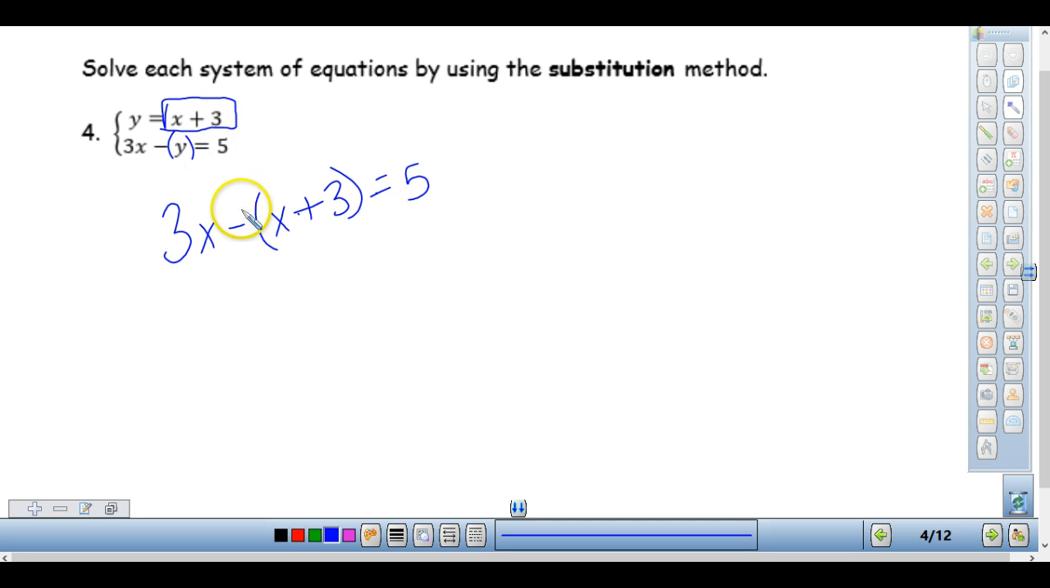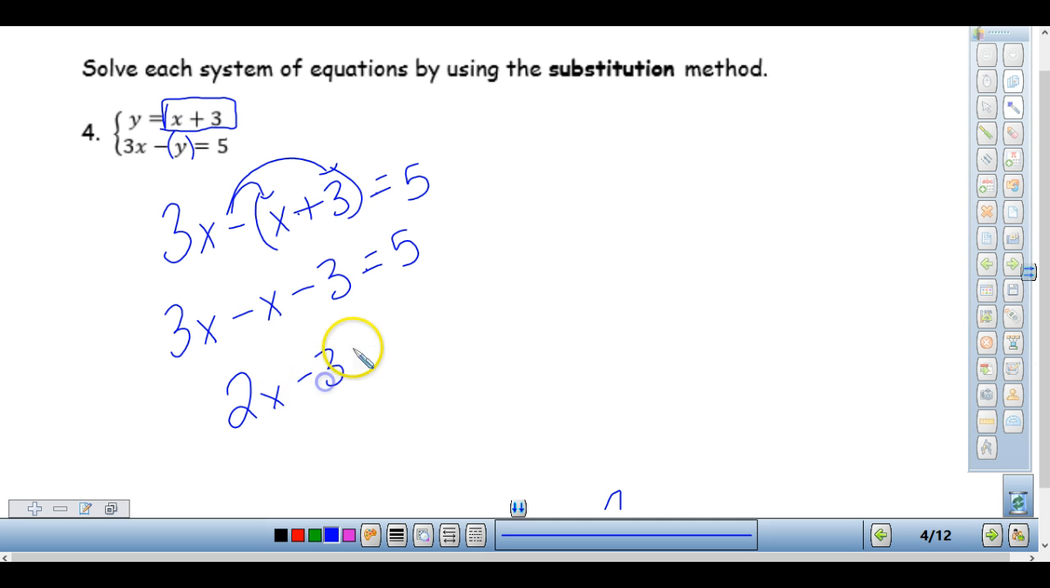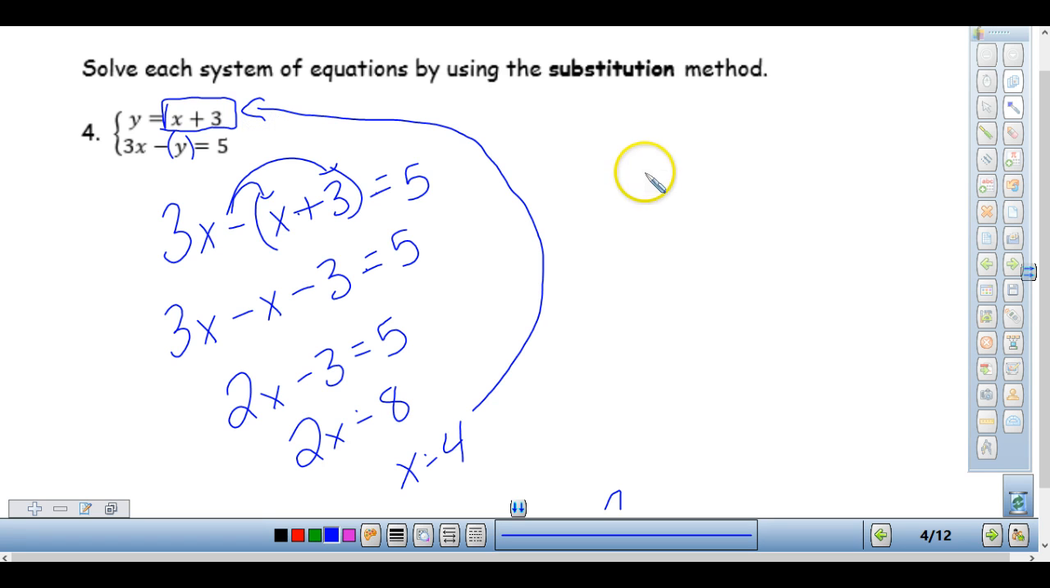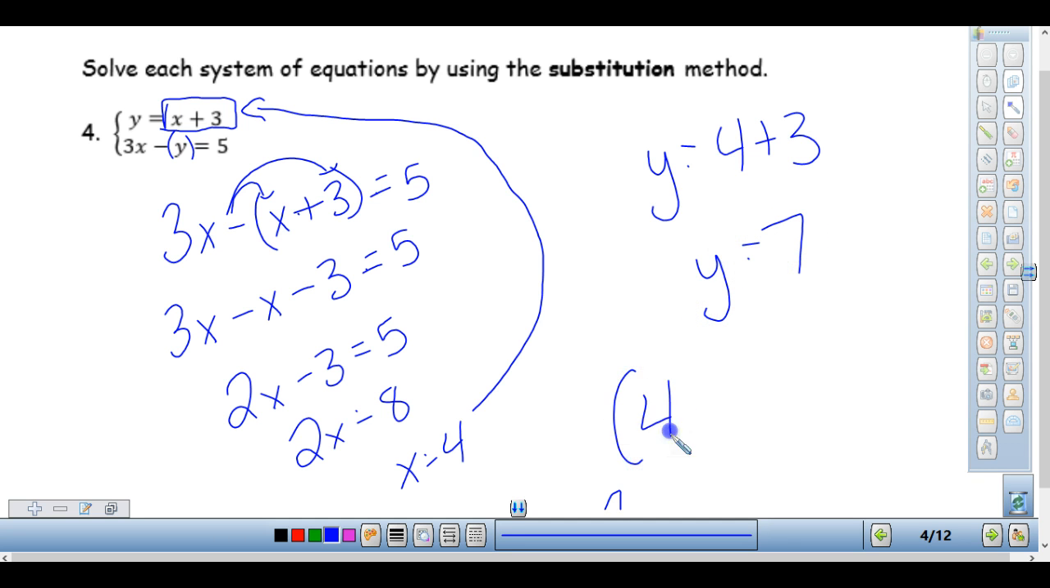Now the deal is we have to take this negative and put it through to both. So I have 3x minus x minus 3 equals 5. 3x minus x gives us 2x minus 3 equals 5. 2x equals 8. So x is going to give us 4. When x is 4, now we plug it in. So y equals 4 plus 3, or y equals 7. So our point is 4, comma 7 for number 4.